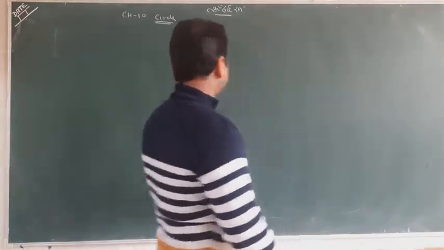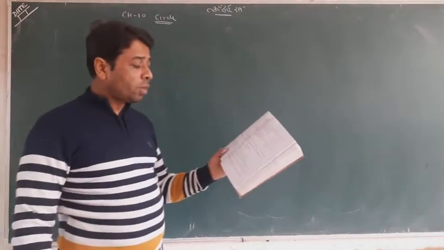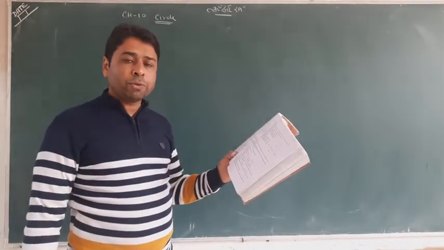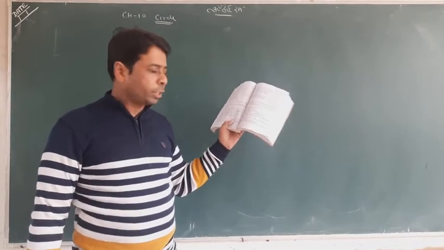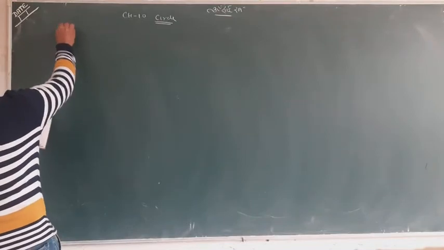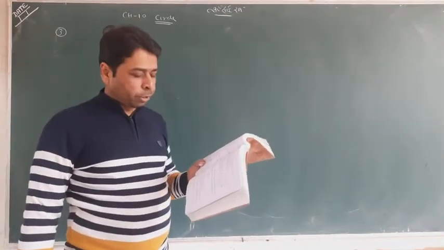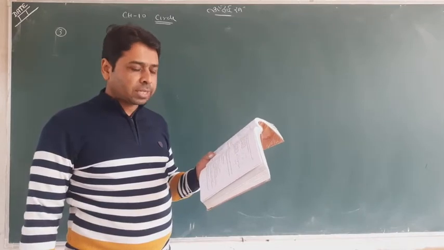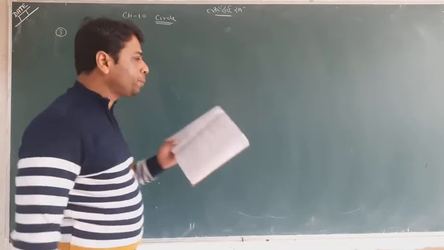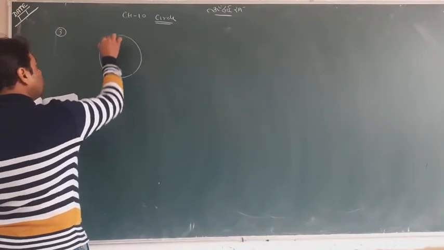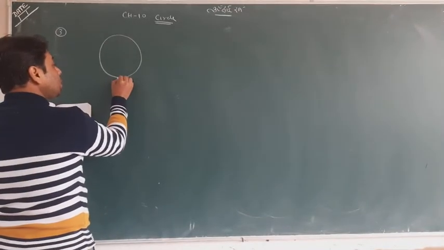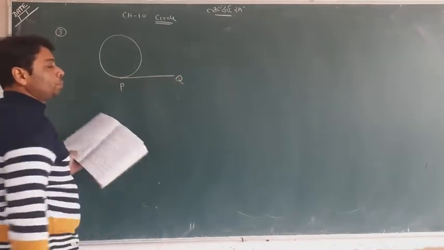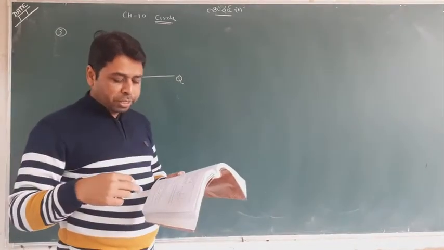As I already told you, in exercise 10.1 we have done the first and second questions by writing some sentences, and you have seen it and got it. Now the third question I especially want to tell you, because it can come in the objective questions. Question three of exercise 10.1 says: a tangent PQ, okay, let me make a picture. A tangent PQ at a point P of the circle.